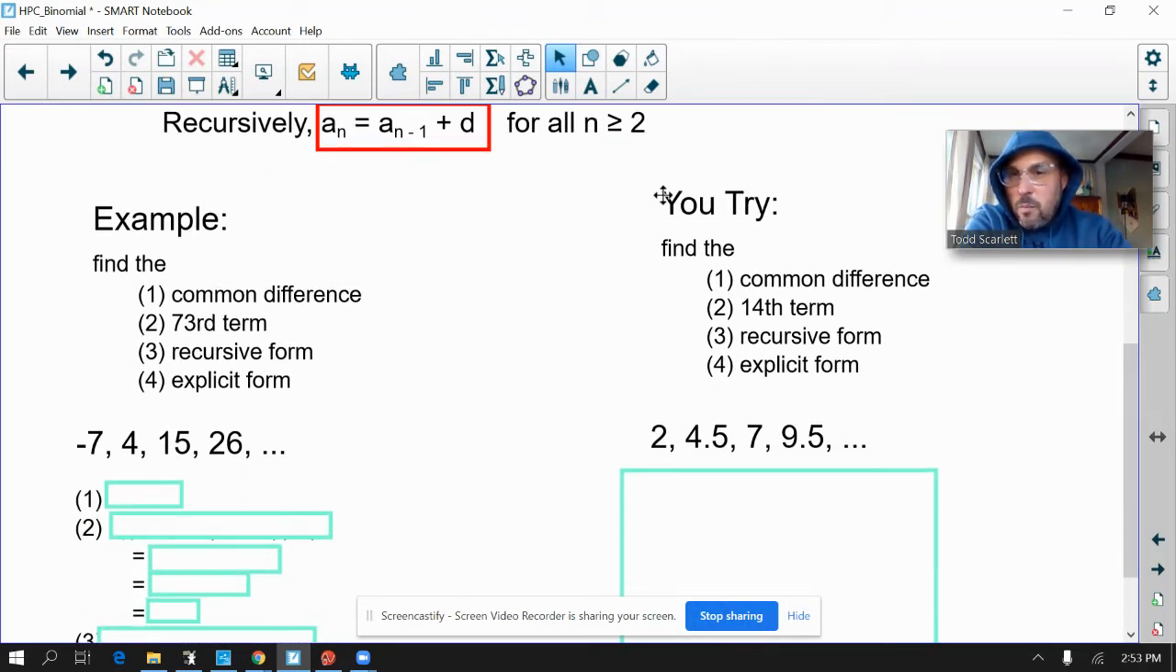I'll do one example, and then you pause the video and try to do this one. So I've got a sequence, and I first recognize that it is arithmetic. To get from -7 to 4, I would have to add 11. To get from 4 to 15, I add 11. To get from 15 to 26, I add 11. And I have to find these four things. The first one is the common difference. Well, that's the 11. If you keep on adding the same thing, that's the common difference. Find the 73rd term. I have the first, the second, the third, and the fourth term. You could just keep on adding 11 until you get the 73rd term, but I don't want you to do that. That's the last resort.